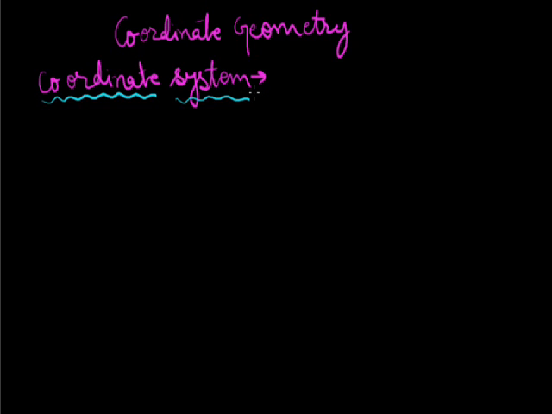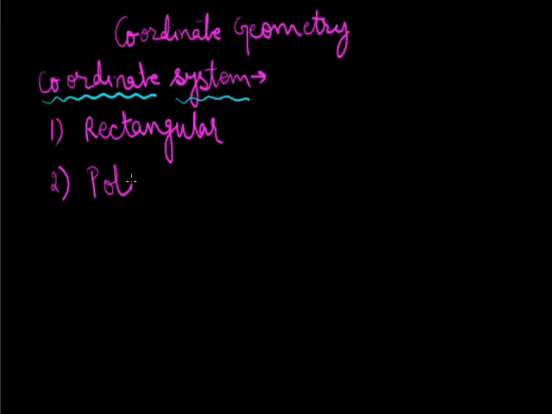A coordinate system is used to define the location of anything in two-dimensional or three-dimensional space, but the scope is limited to two-dimensional only in this video. So there are two types of coordinate system in two dimensions. First is rectangular and the second is polar. So the scope is for two-dimensional only.